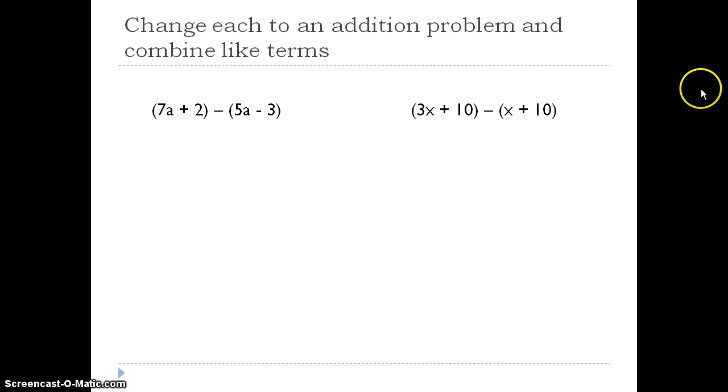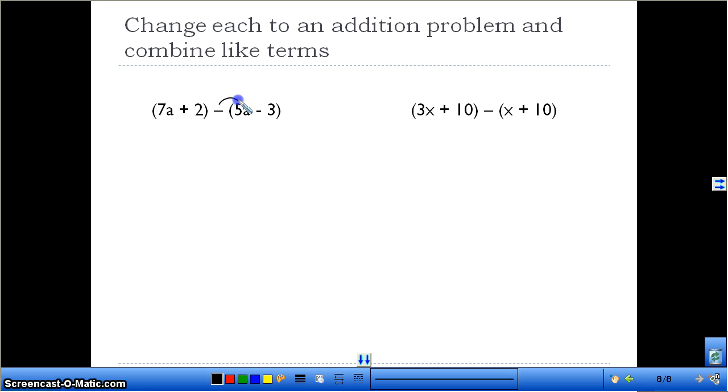Okay, so let's try another one. Let's see if I can pull both of these up. Here we go. All right, so distribute that negative. You're changing the signs of the last binomial. It's really all you're doing. This positive becomes a negative. This negative becomes a positive. From here, nice and easy, combine those like terms. 7 minus 5 gives you 2a. Combine the 2 and the 3. You're adding those together. 2 plus 3 gives me 5. These are not like, that's your final answer.